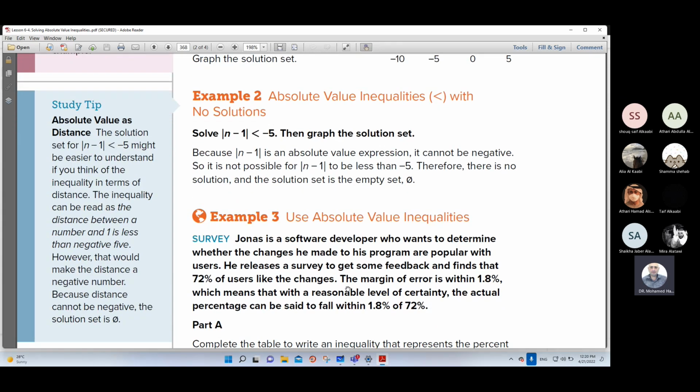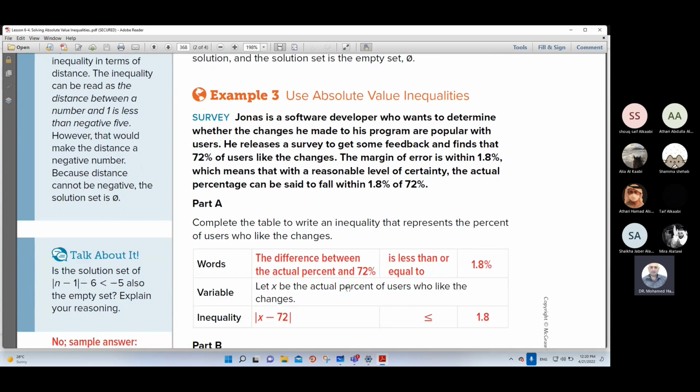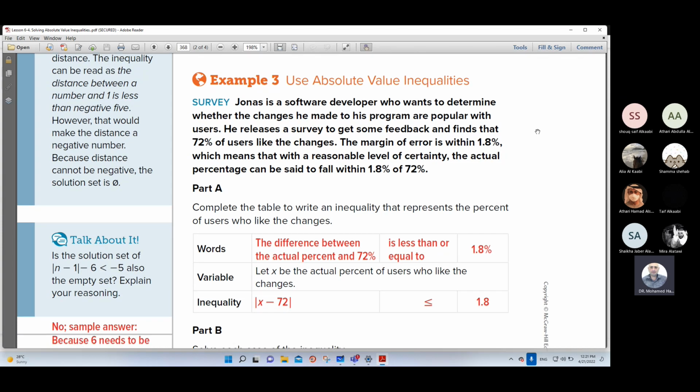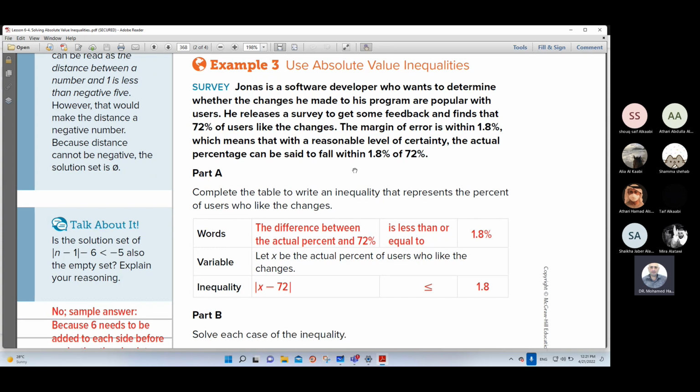Use absolute value inequalities. Who can read this example, please? Yes, Shamma. Thank you, Shamma. Great.